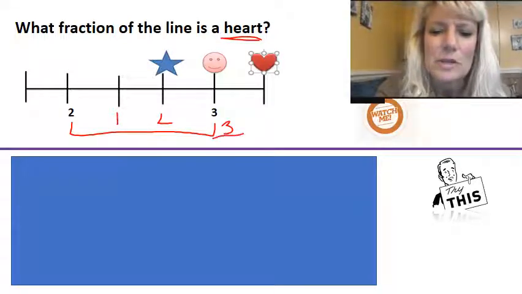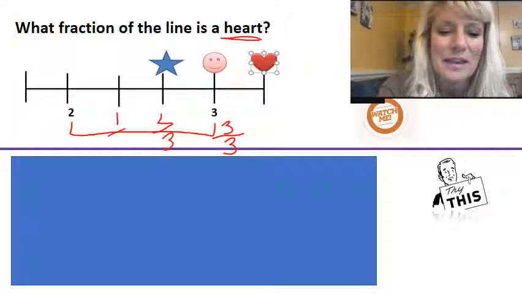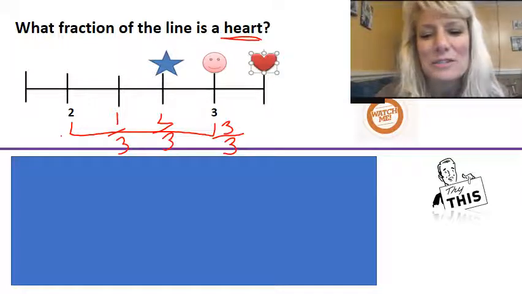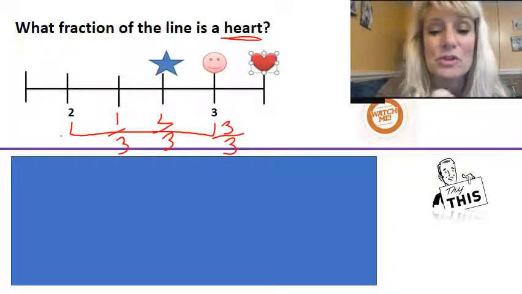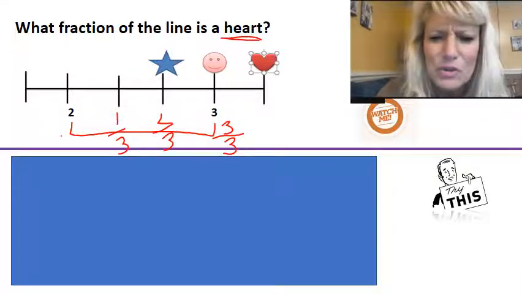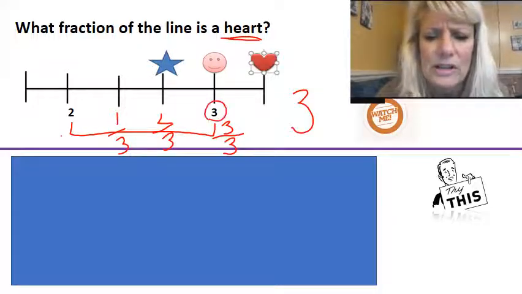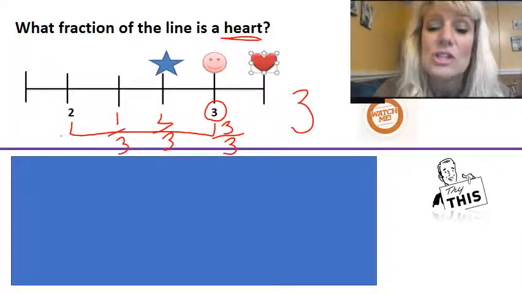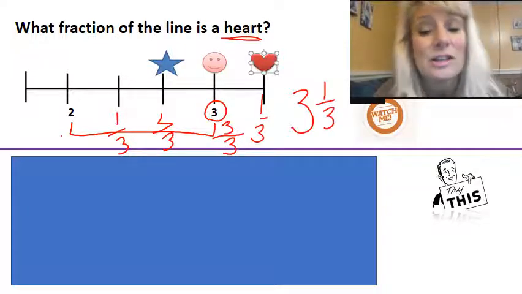So what I tell my class is we go back, and this becomes a 3 because that's one whole, and then I have a 3. This was 2 1/3, 2 2/3, 2 3/3, which became my 3. So I have to figure out what my heart is. I know it's 3 wholes because there's my whole right there. And if I follow the pattern, if this was 2 1/3, then that becomes 3 1/3. So my heart is actually 3 1/3.